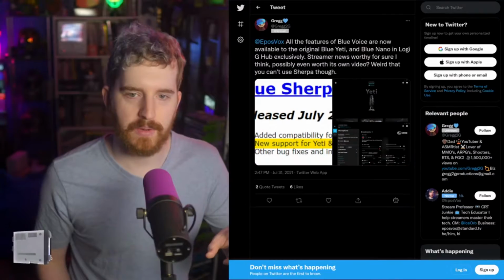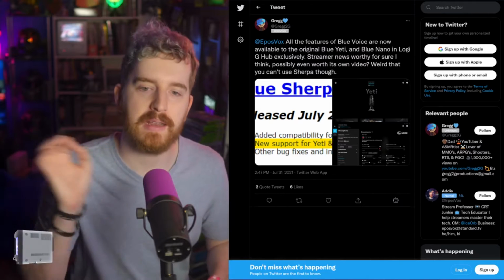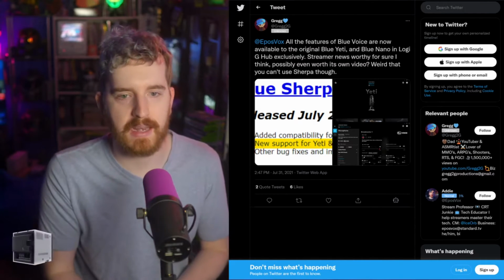So the Blue Sherpa software is a piece of software that came with the Blue Yeti X and the Blue Yeti Nano, which allowed you to add post-processing to your Blue microphones. So you had compressors, EQ profiles, and the like. Well, this is sort of coming to the older mics, the Blue Yeti and the Blue Nano. Okay, so it was only the Yeti X, and now it's coming to the Yeti Nano and Blue Yeti.